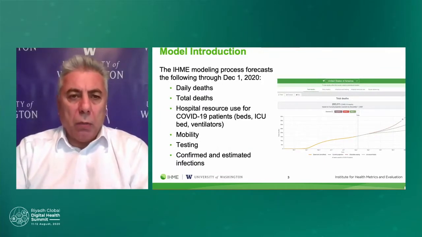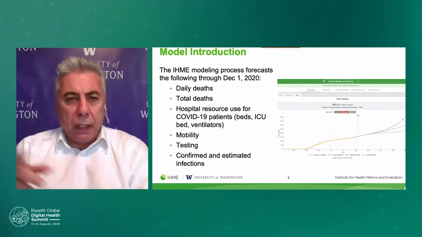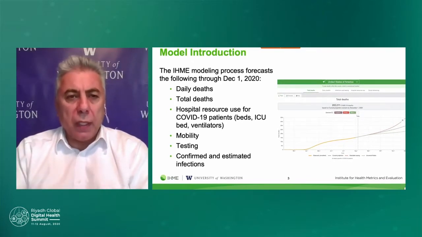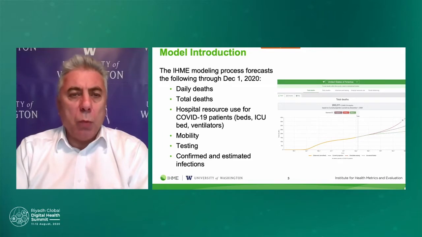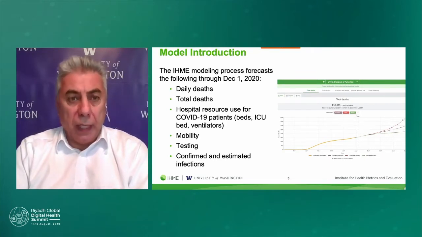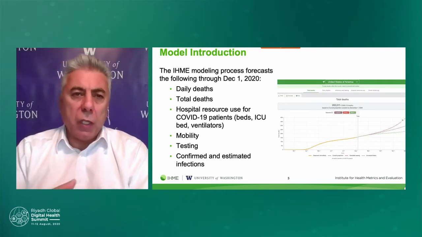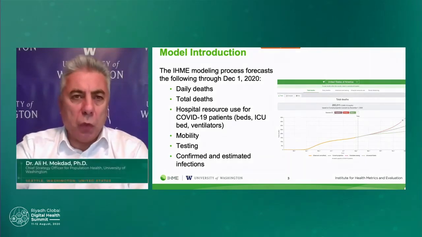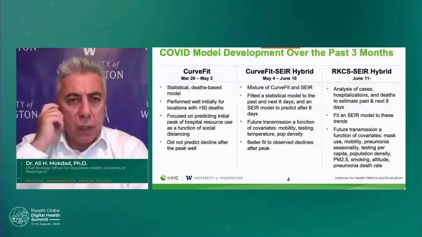An IHME model provides expected daily deaths in the future, of course, total deaths, but also provides an estimate for hospital needs and resources in terms of beds, ICU, and ventilators. We use mobility data from Google, as the previous speaker mentioned, Google and Facebook, and Premise here in the United States. We also incorporate testing in our model, and we project confirmed cases and estimated infections as we go into the future, as part of our projections.